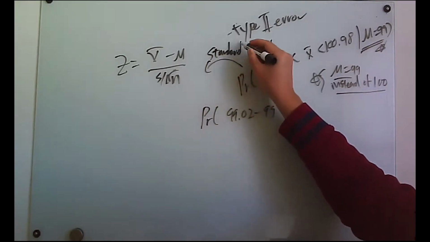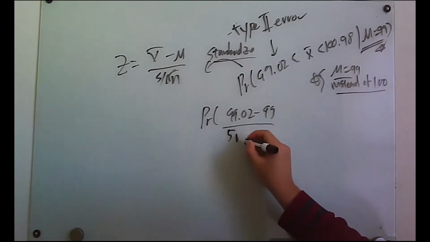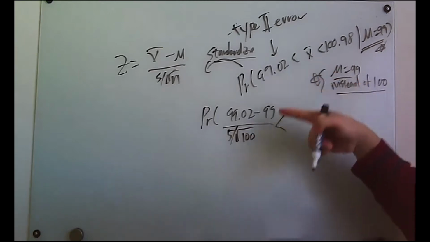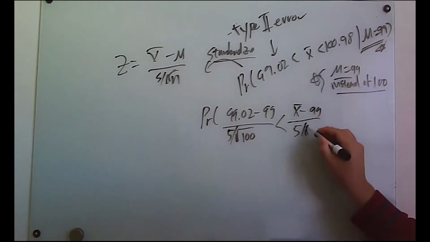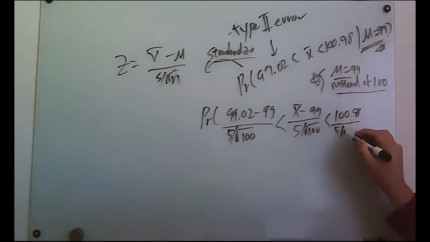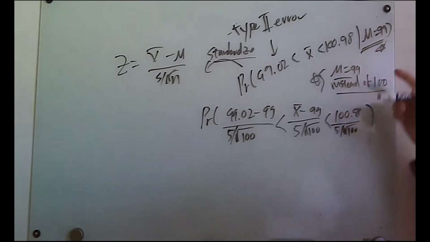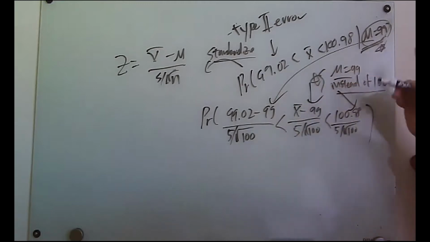Standardize step. How do you standardize something? Take the actual value of x, subtract mu, and divide by the standard error. s was 5, and n was 100, so it should be x minus 99 over 5 over square root of 100, and it should be 198 over 5 over square root of 100. Now you don't condition on it anymore because you already used mu equal 99 here, here, and here.